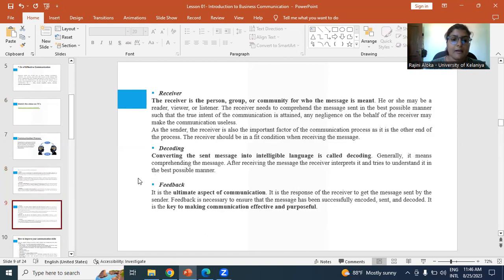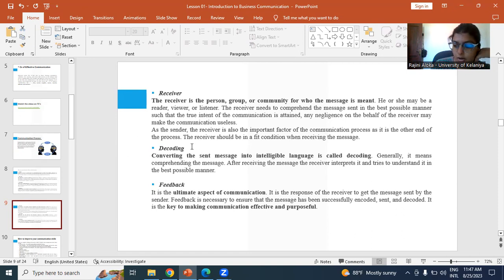Okay. Then moving on, we have the receiver. The receiver is the person, group, or community for whom the message is meant. He or she may be a reader, viewer, or listener. The receiver needs to comprehend the message sent in the best possible manner such that the true intent of the communication is attained. Any negligence on behalf of the receiver may make the communication useless. As with the sender, the receiver is also an important factor of the communication process as it is the other end of the process. The receiver should be in fit condition when receiving the message.